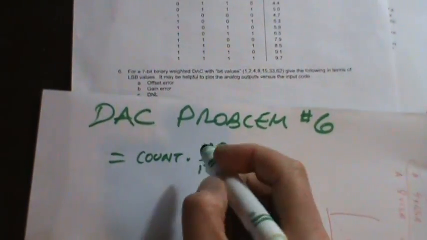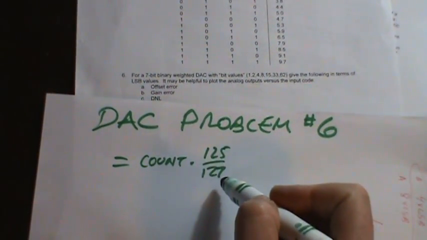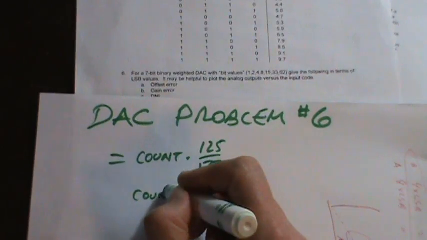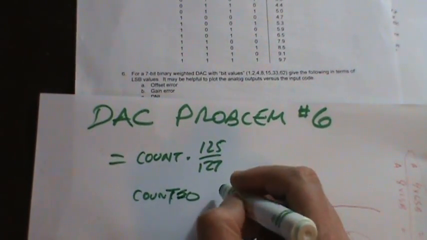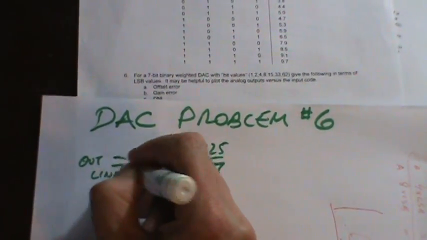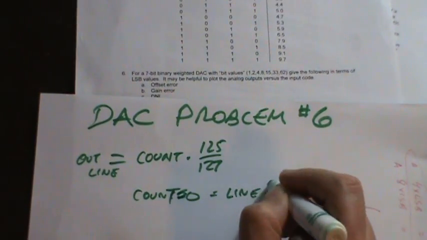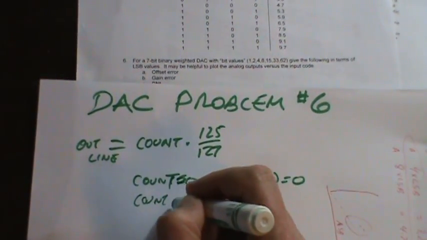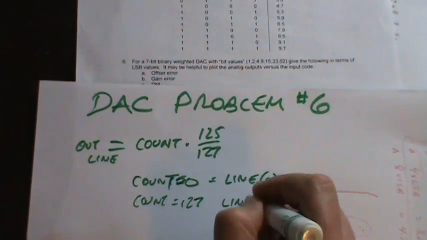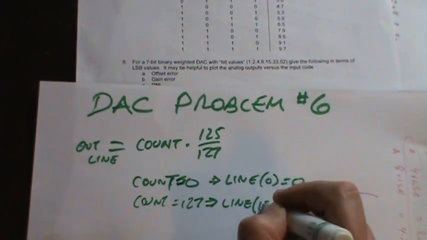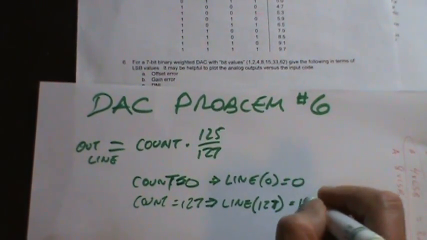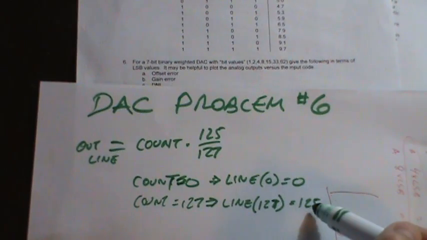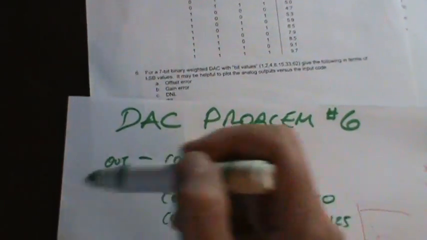Okay, so that is basically the best fit line through the endpoints. Think of it this way: if my count equals 0, which is one endpoint, then I get an output line that says my line at 0 equals 0, according to that equation. And if my count equals 127, then the line of best fit through the endpoints at 127 equals 125. So that's the line I'm looking for that goes through the 0 point and the 125 point. It's just a way of describing that line there.